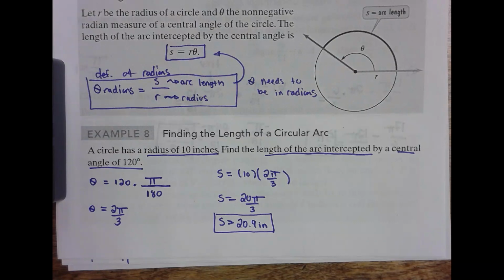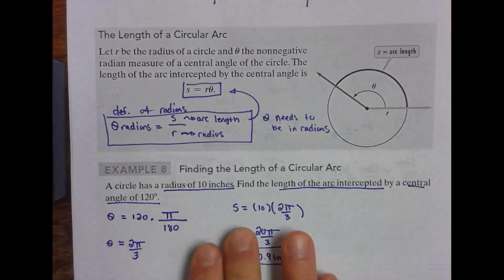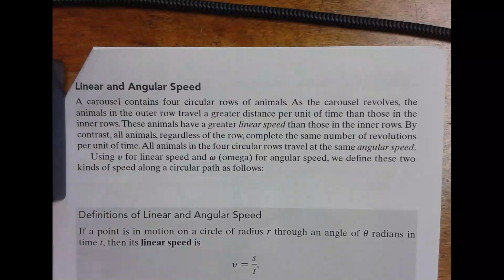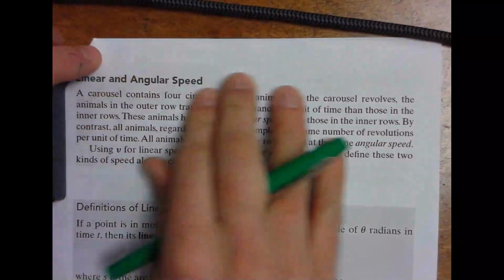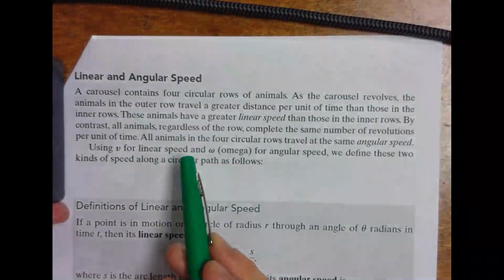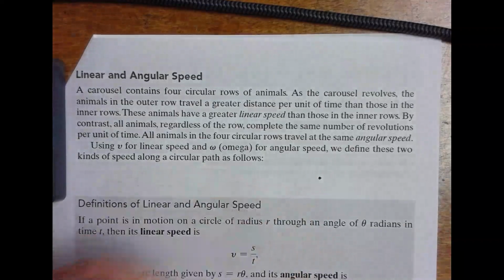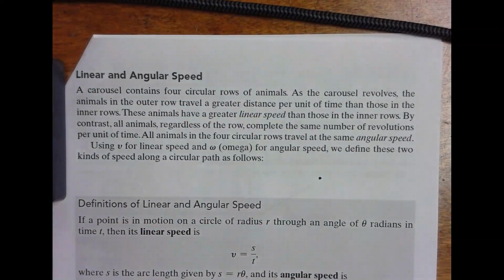Okay, we're almost done. Last thing are a couple applications. Measuring speed. To set this up, know that there's different ways we can interpret speed. I think this top paragraph does a good job explaining this. It says, a carousel contains 4 circular rows of animals. As the carousel revolves, the animals in the outer row travel a greater distance per unit of time than those in the inner rows. So let's make a quick sketch of a carousel.